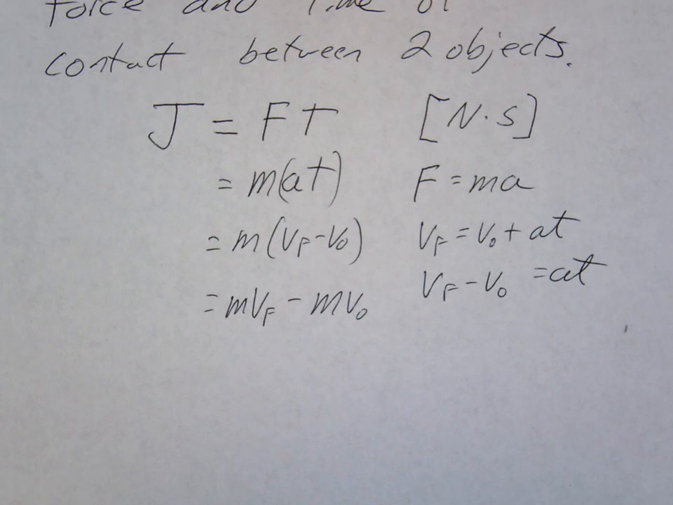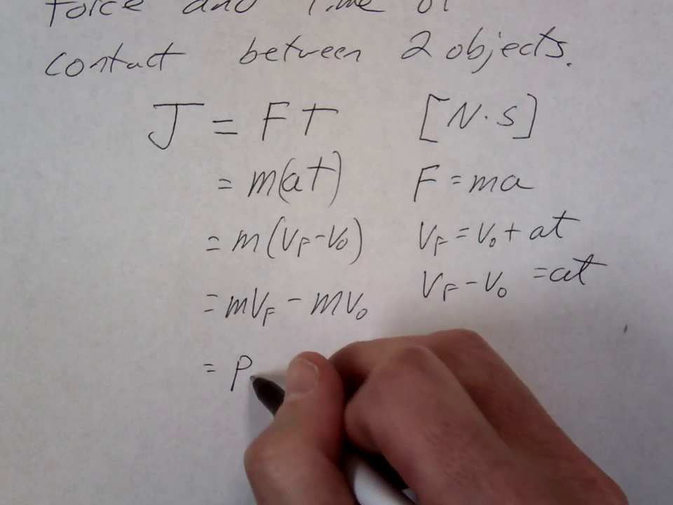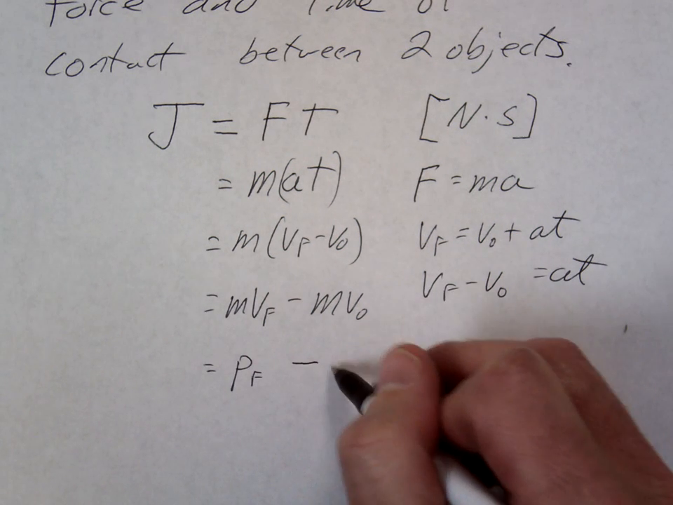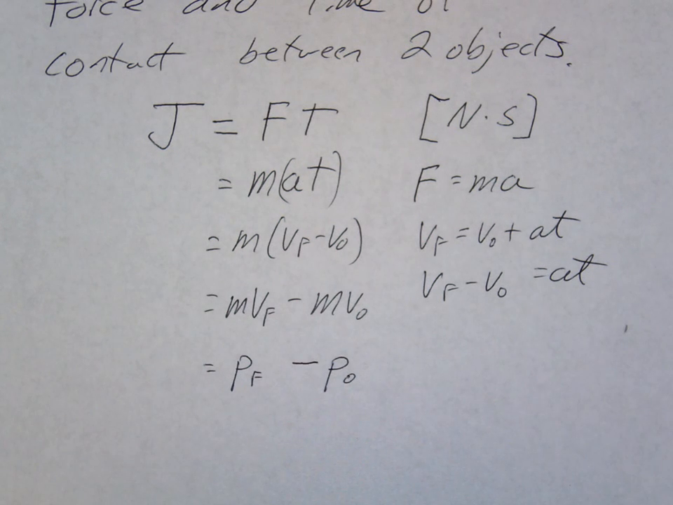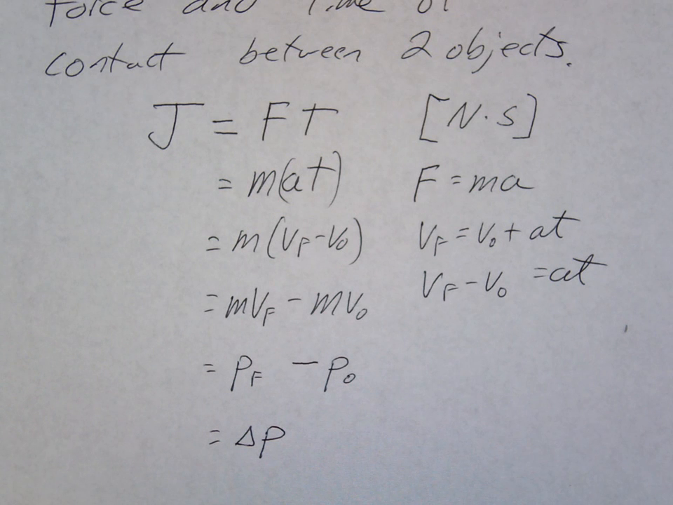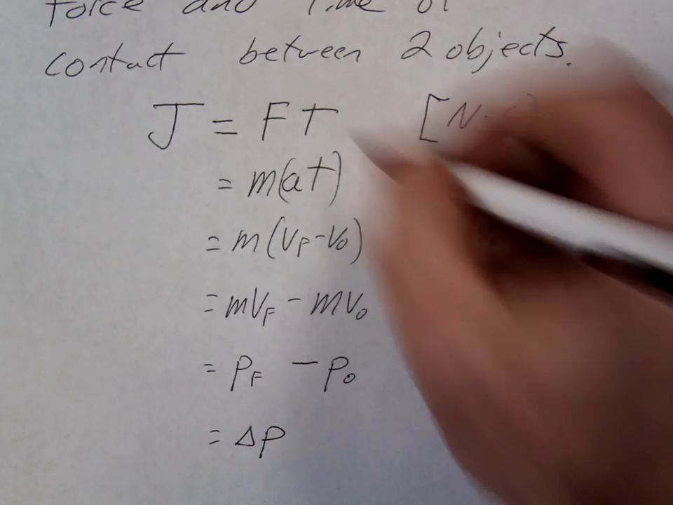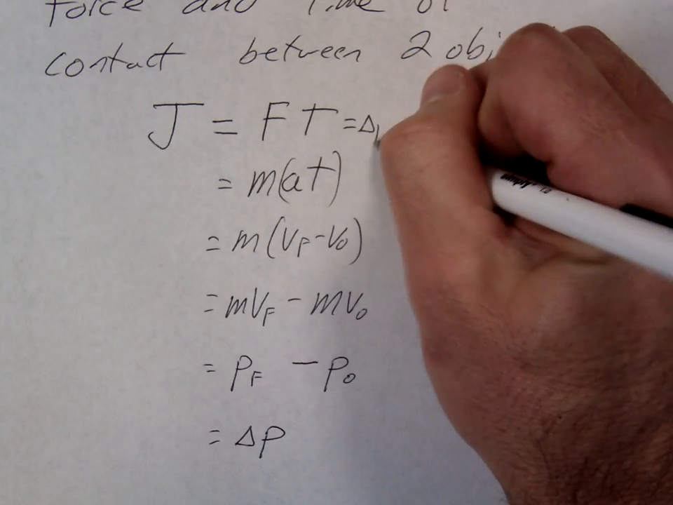Well, what do we call m times v? Momentum, right. So we could write this as P final minus P initial. But what is P final minus P initial? A change. Final minus initial, we call that a change. So not only is impulse equal to force times time, impulse is also equal to the change in the momentum.